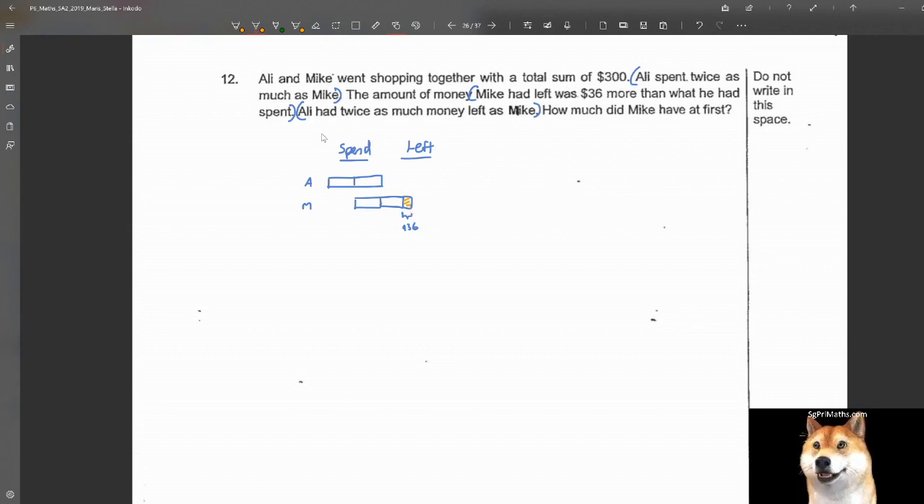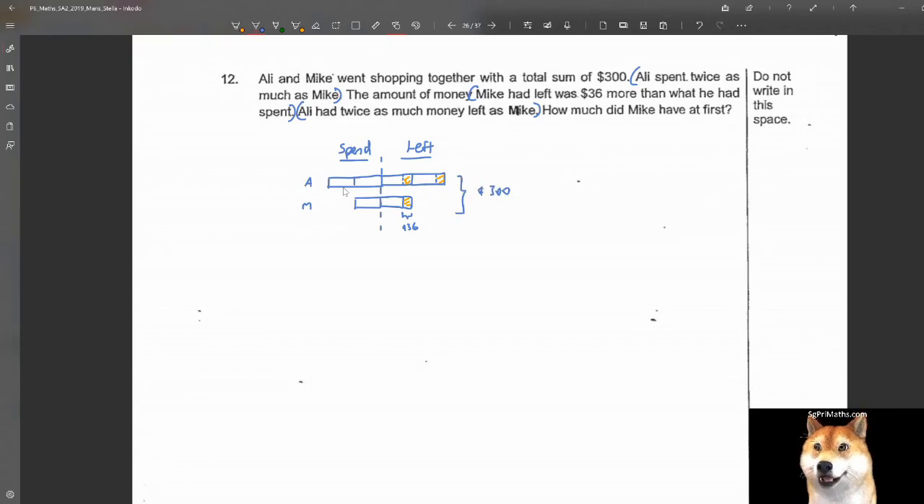Okay. And then Ali had twice as much money left as Mike. So, okay, let's do the separation. This is what Mike has left. So Ali has twice, which means it's one, this, another one. And within each of these big blocks, there is a small orange block, which is $36. And then we know overall, everything, let me use blue, everything is $300.